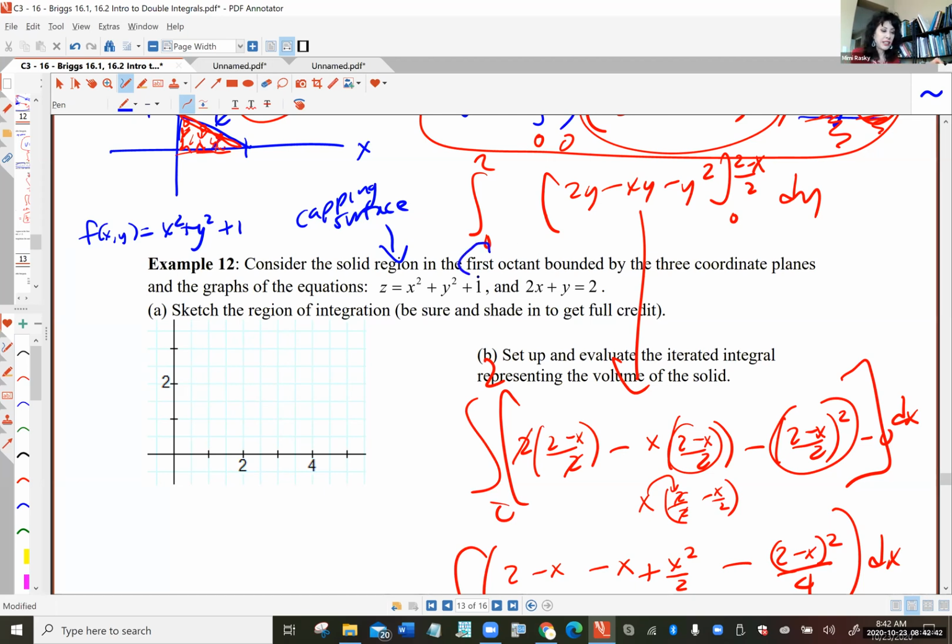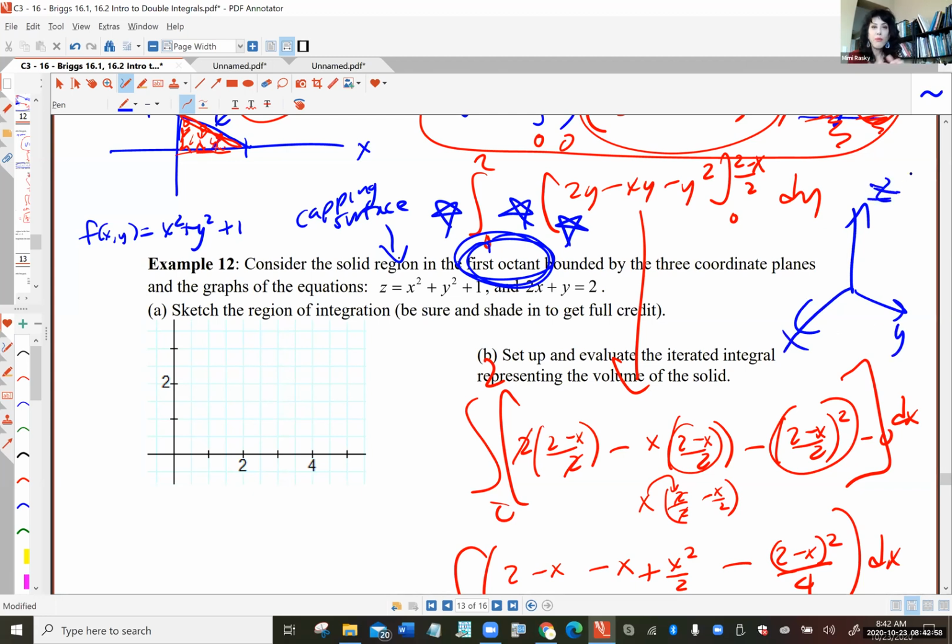Do you see that they're telling you the first octant? Please circle that on your lecture notes, and I mean, put stars by it. Because that's telling you that in 3D, this solid that we're trying to find the volume of, we're going to restrict to the portion of the solid that lives in the first octant, when x is positive, y is positive, and z is positive. So it's bounded by the 3 coordinate planes.